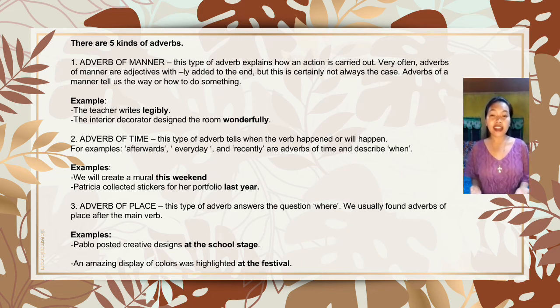Then next is the adverb of place. This type of adverb answers the question where. We usually find adverbs of place after the main verb. For examples, Pablo posted creative designs at the school stage. Another one is, an amazing display of colors was highlighted at the festival.